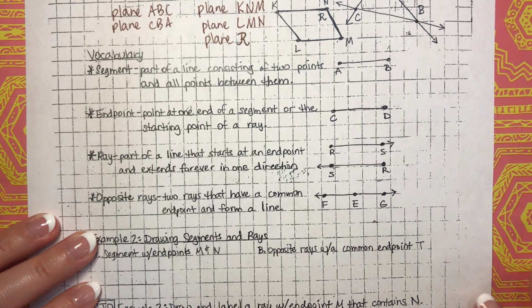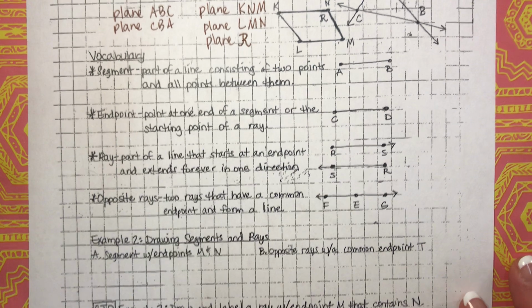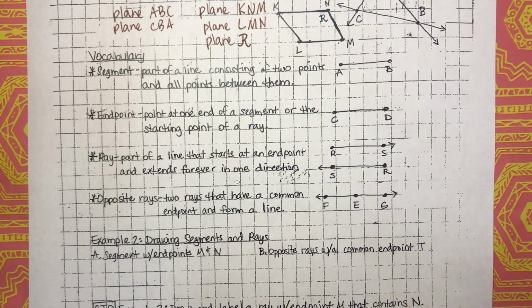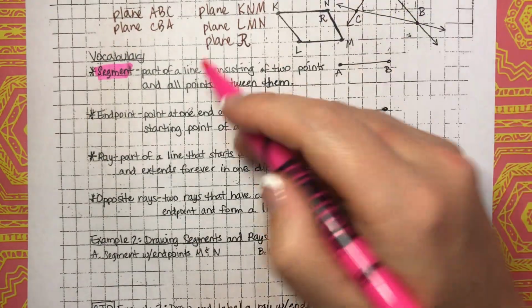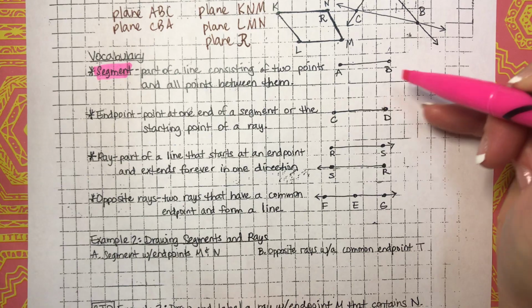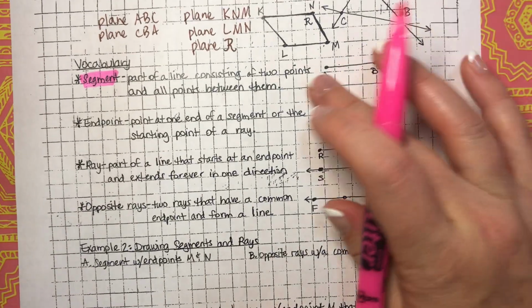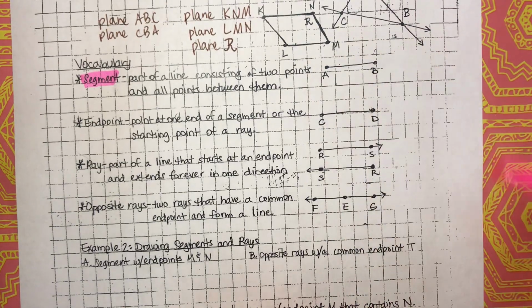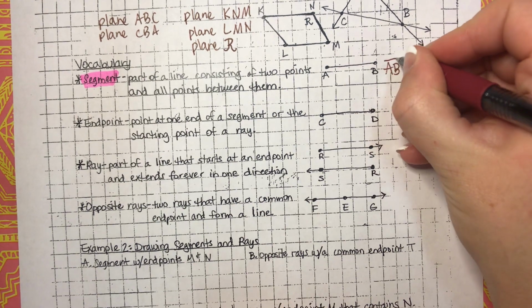Hello, hello. We are back to talk about example 2, but first we need to talk about some other vocabulary terms. So the first one is segment or line segment. A segment is a part of a line consisting of 2 points and all of the points in between them. So here we have a line segment right there, A and B. And you could write that as a symbol as AB with a line segment like that.